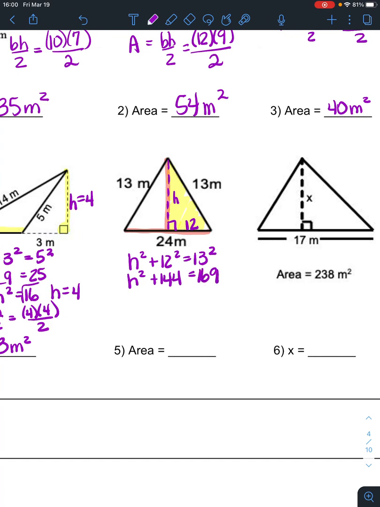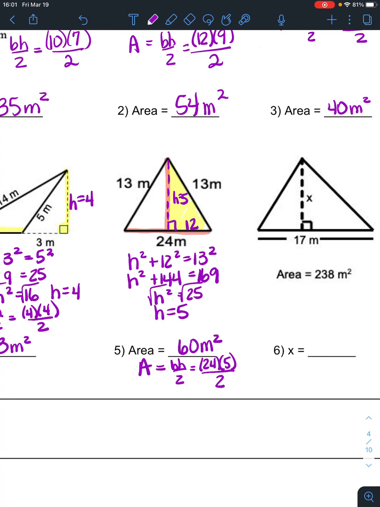So 144 plus h squared equals 169. So h squared is equal to 25. Square root of both sides to get h, because I don't want h squared, I want h. So h is 5. So the height is 5. Now we use the formula for area. Area is equal to base times height divided by 2. Base was 24, height was 5, and divided by 2. So 12 times 5 is 60, and that would be meters squared.